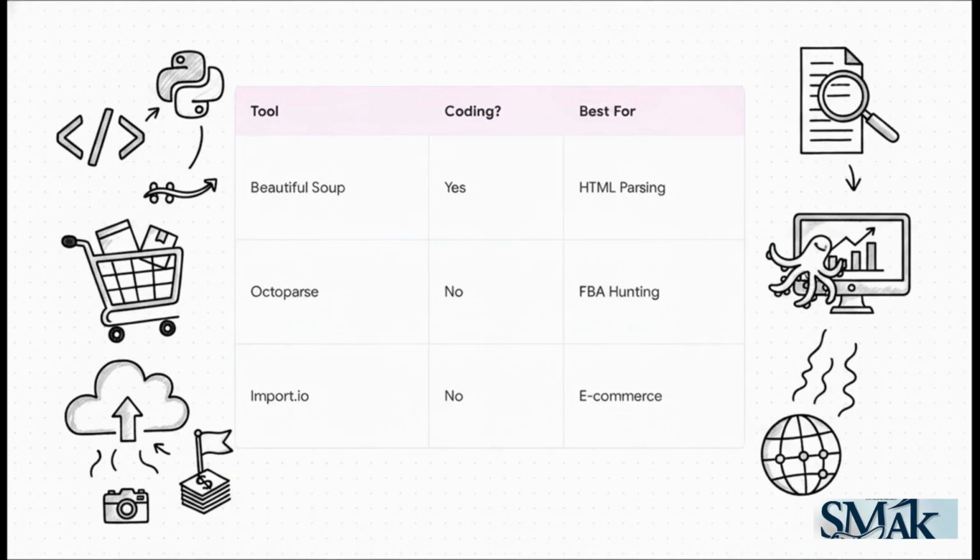If you want absolutely zero coding, Octoparse is a visual desktop tool that's brilliant for Amazon FBA, hunting for profitable products to sell via Amazon's fulfillment network. Then we've got Import.io, which is a SaaS, or software as a service, platform that runs right in your browser. It is perfect for pulling heavy e-commerce data like images and competitor pricing.